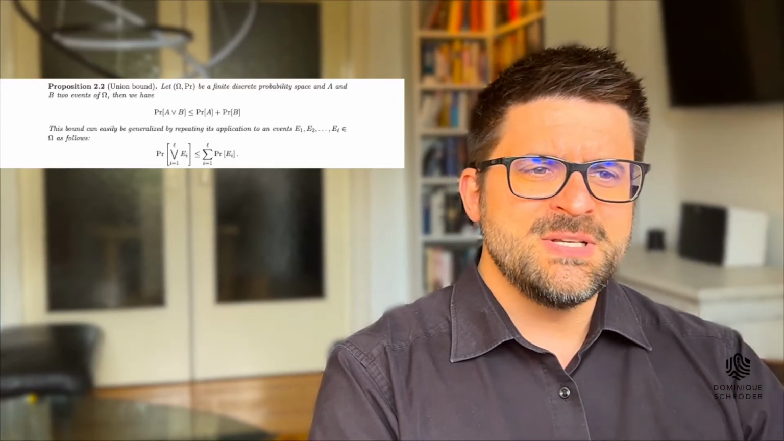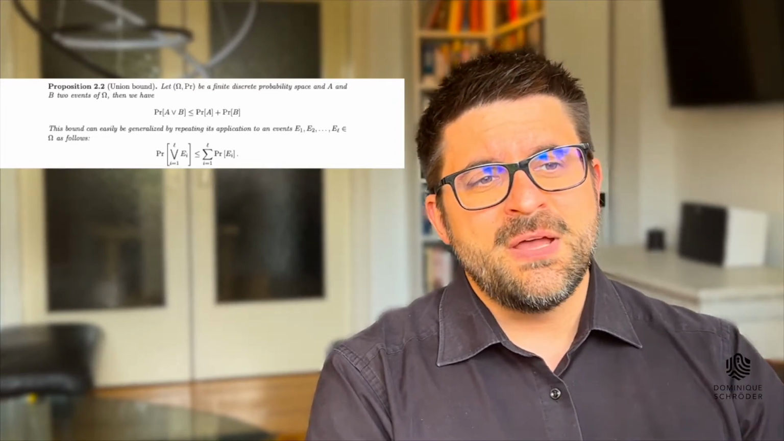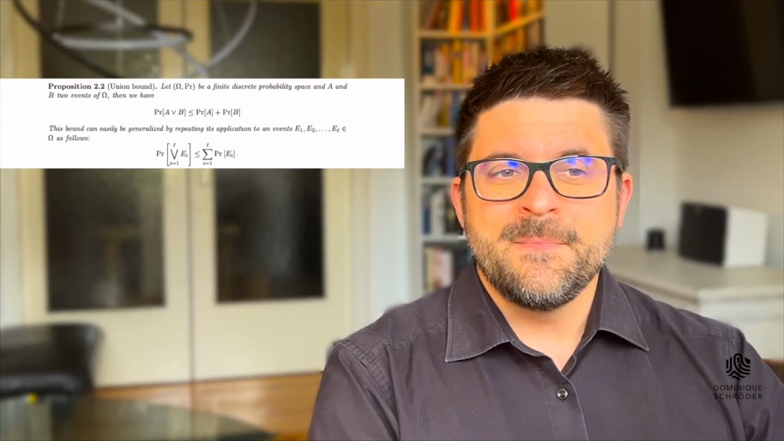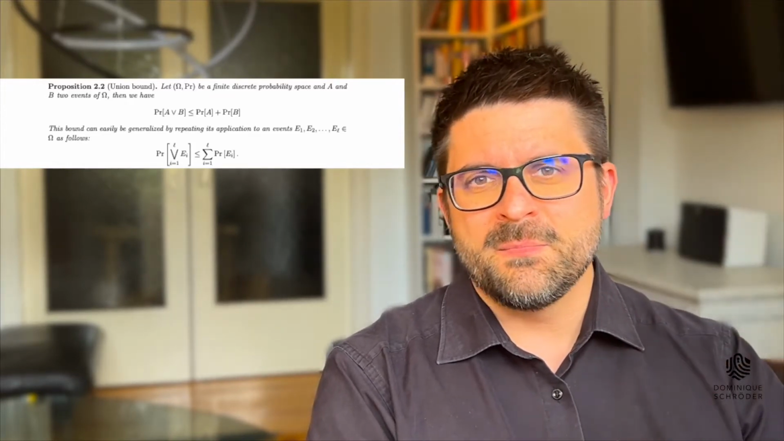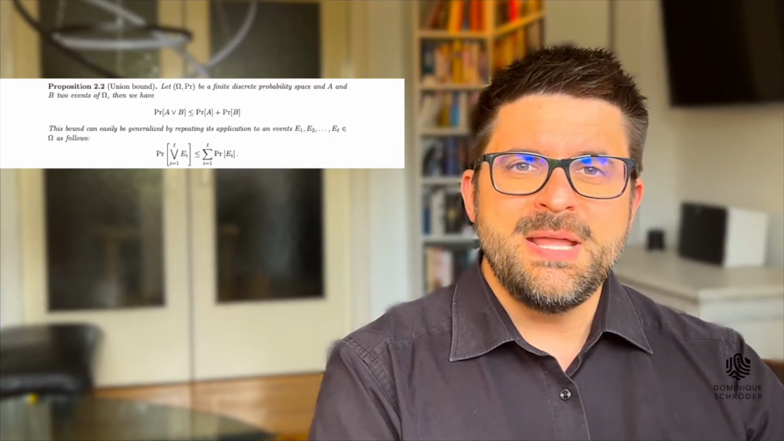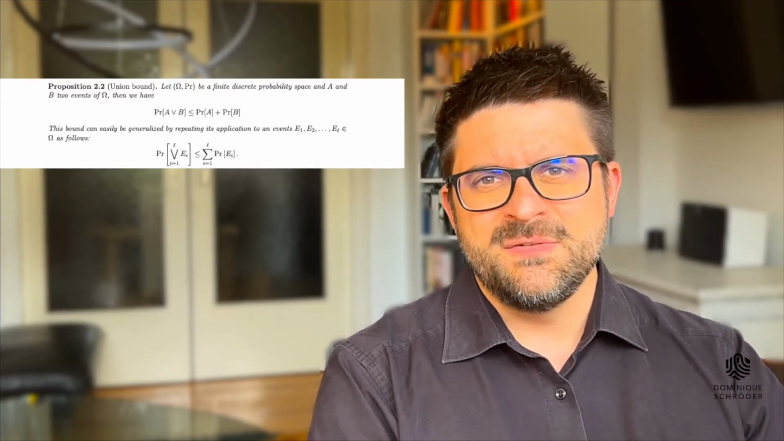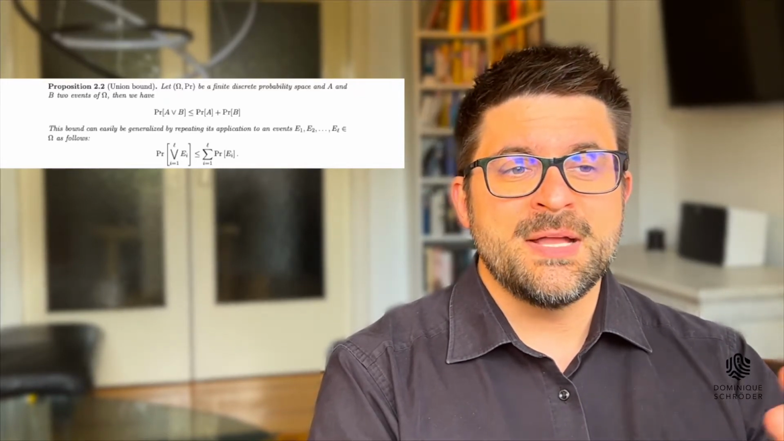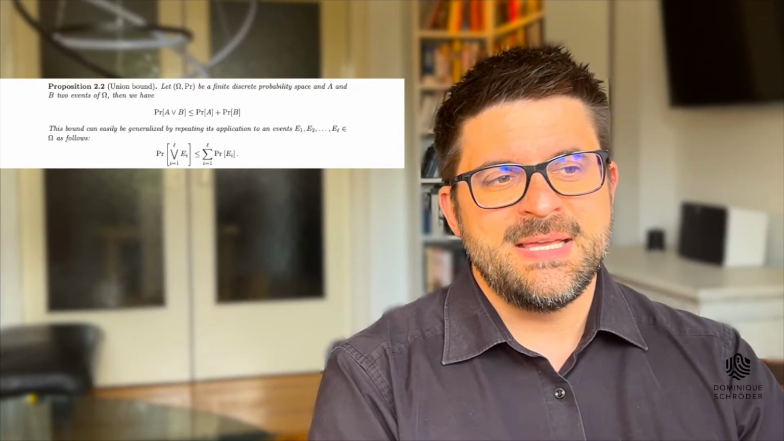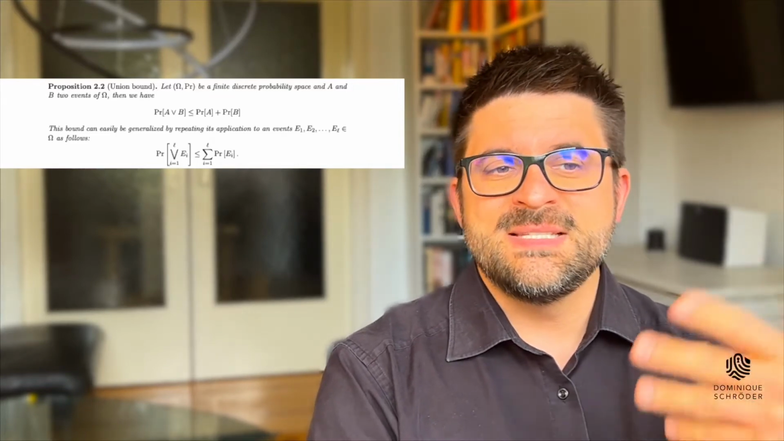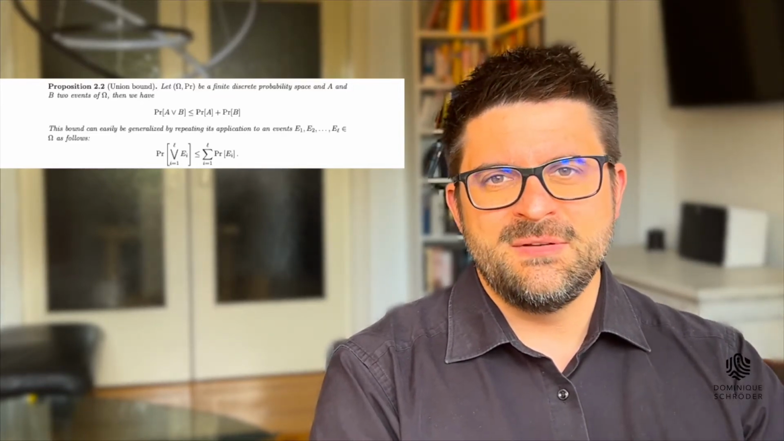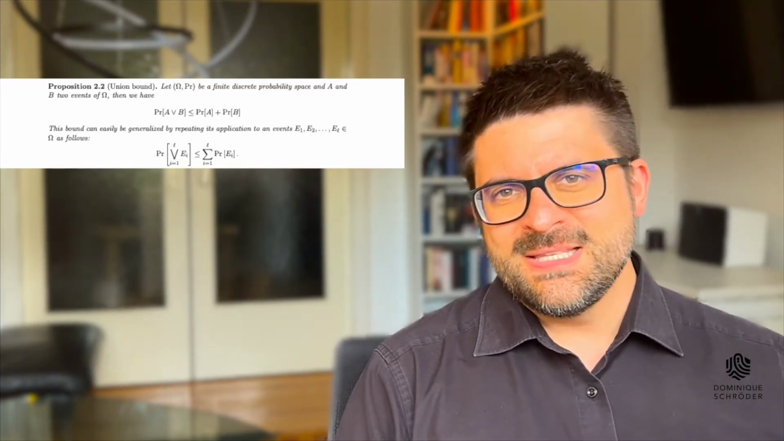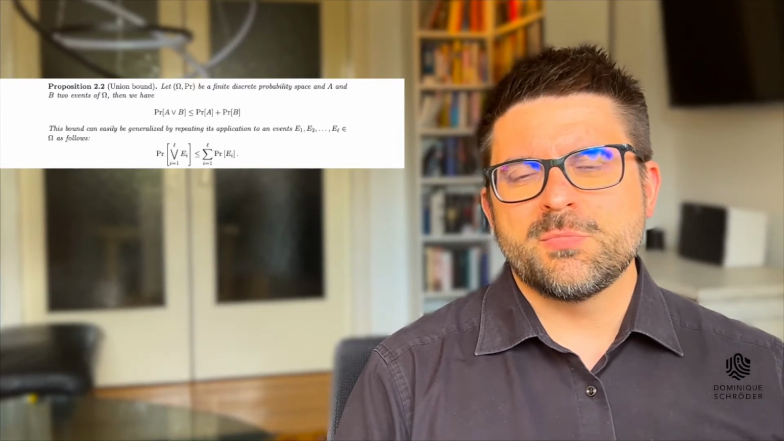The union bound essentially is the following. If you have a finite discrete probability space and two events A and B, then you can upper bound the probability that A or B happens by the sum of the individual probabilities. This can also be generalized to a sequence of events, say E1 to EL, by simply summing up the individual probabilities.